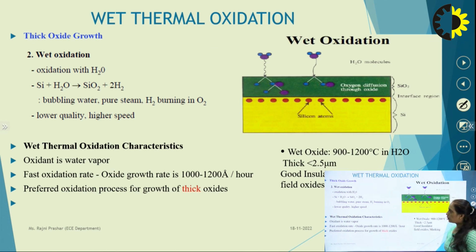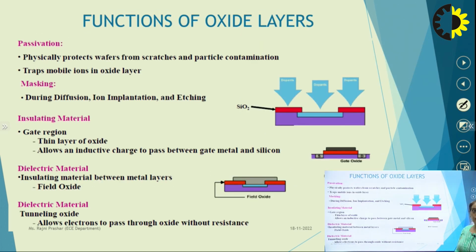Then we have the wet oxidation. Here in wet oxidation, we have water molecules. They react over the silicon substrate. We have the silicon, right? Then the hydrogen molecules will be liberated and the oxygen molecules will react with the silicon to form the silicon dioxide. Okay.